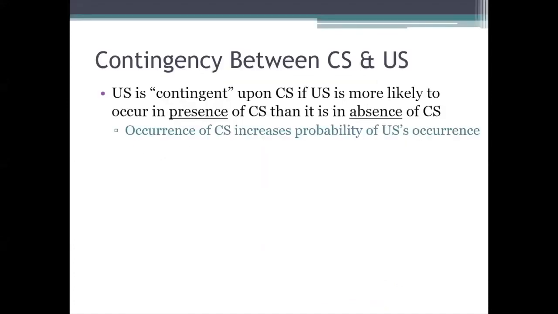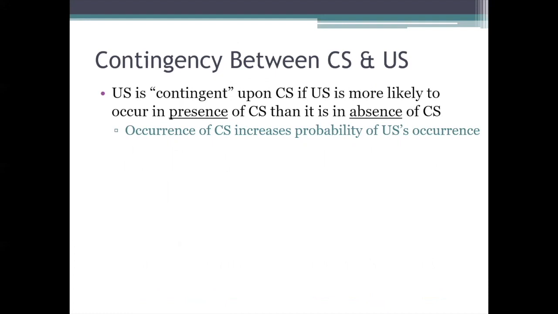Next, another factor that influences classical conditioning is whether or not there is a contingency, what we call a contingency between the CS and the US. Now, guys, a contingency is sometimes defined as an if-then statement, okay, as in if X occurs, then Y occurs. But a better, more precise way to define a contingency is in terms of probability.